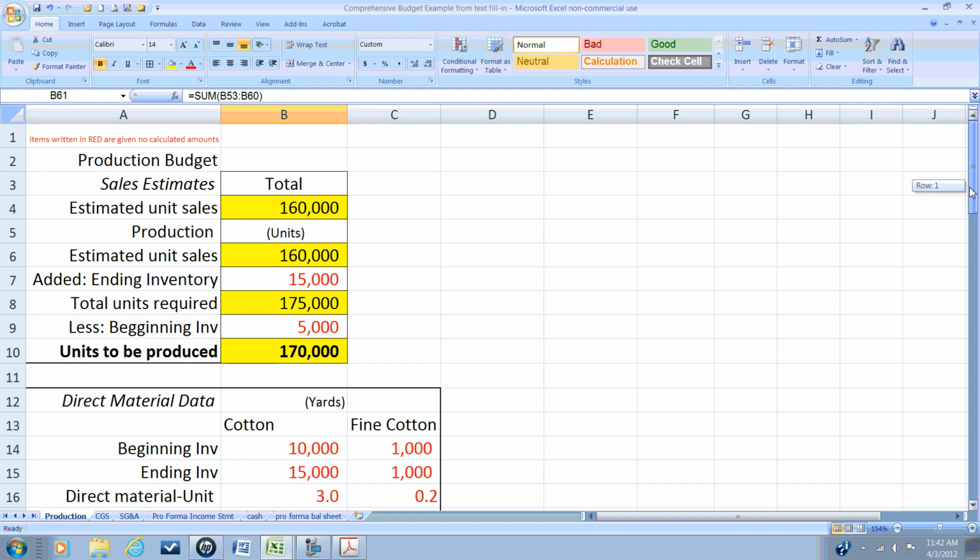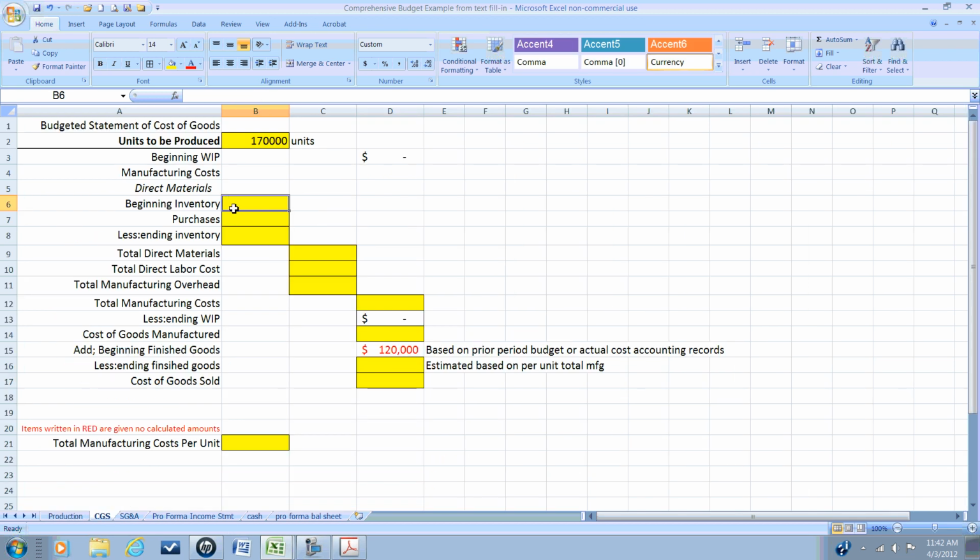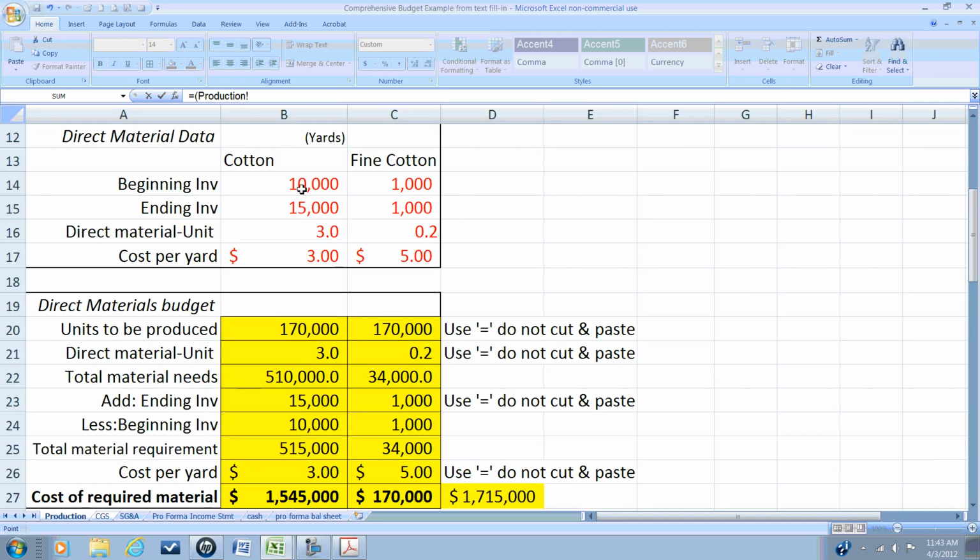If we go back to our production budget, we see that we had a beginning inventory of 10,000 units, and we have a cost of $3 per unit for cotton, 1,000 yards at $5 for fine cotton. So we need to put that in dollar amounts, so we're going to set up a formula, and we're going to need to multiply the number of yards in the beginning inventory by the cost. So we begin by putting the equal sign and then opening the parentheses, going over to our production budget, and clicking on the beginning inventory for cotton. We're going to multiply that by the cost per yard, and then we're going to do the same thing for our fine cotton.